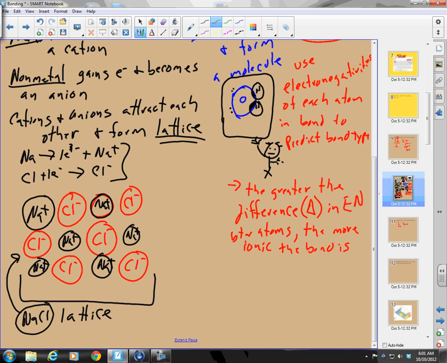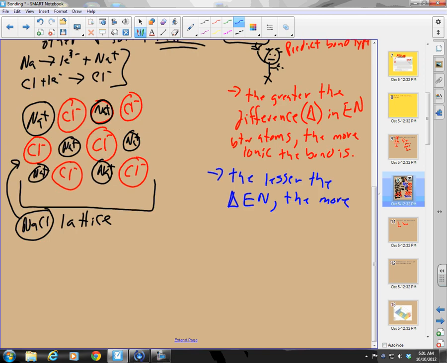Now we can state that a different way, can't we? Sure we can. We can say the lesser the difference in my electronegativity, the more covalent the bond is. Because really, it's a continuum from covalent to ionic.